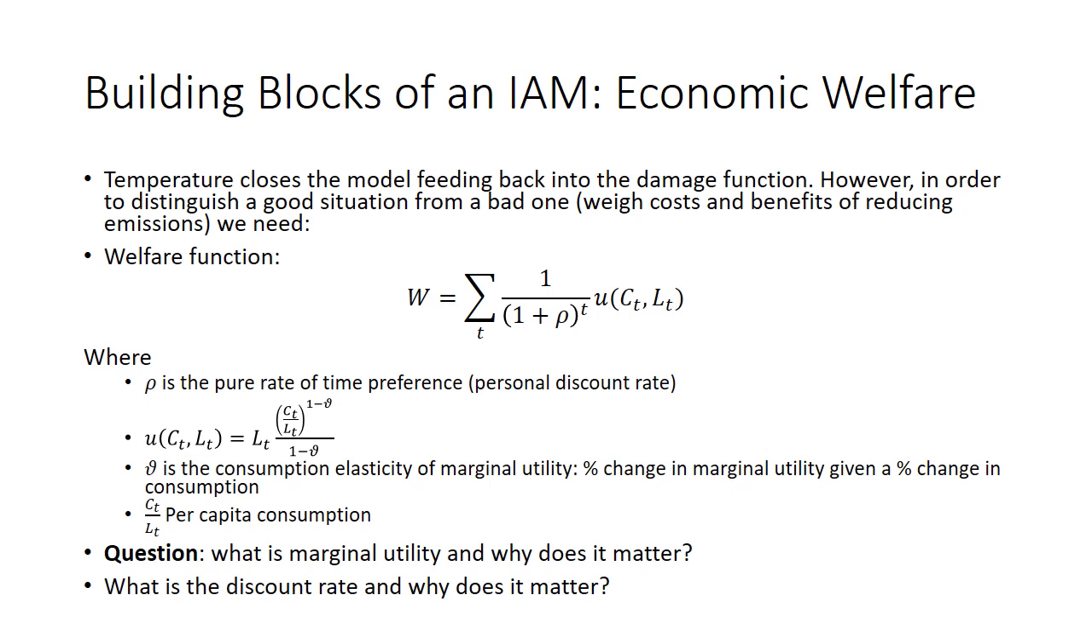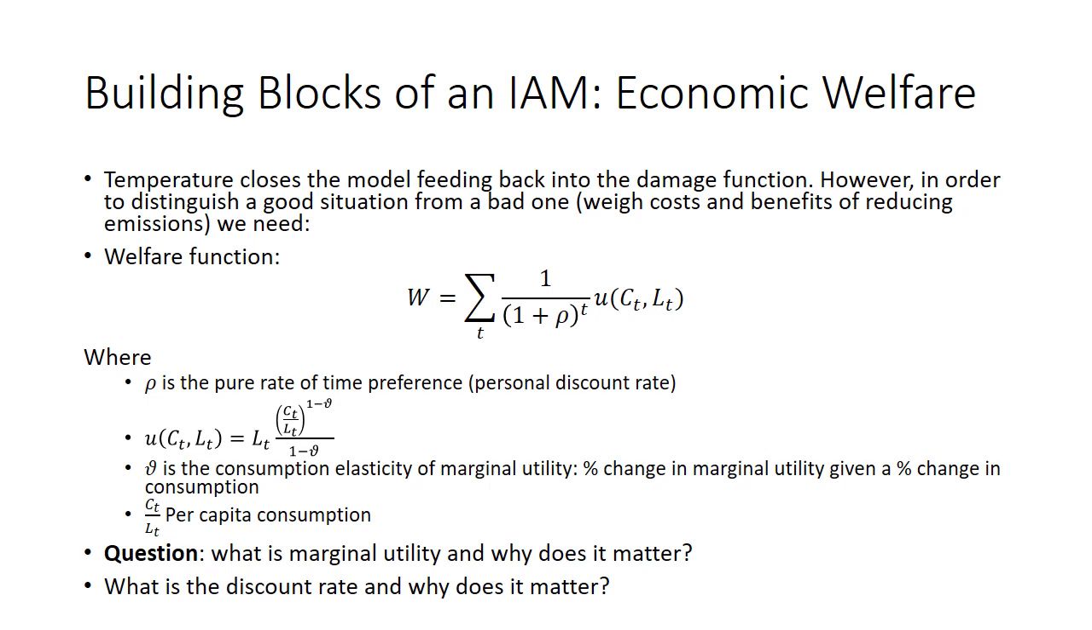It's the pure rate of time preference, or the personal discount rate. We're discounting the utility in every period and summing up those values to get a welfare function. Utility is modeled as labor times consumption over labor raised to 1 minus, I actually don't know the name of that term there. It's the consumption elasticity of marginal utility, or percent change in marginal utility given a percent change in consumption. So this is going to be different for different levels of consumption.